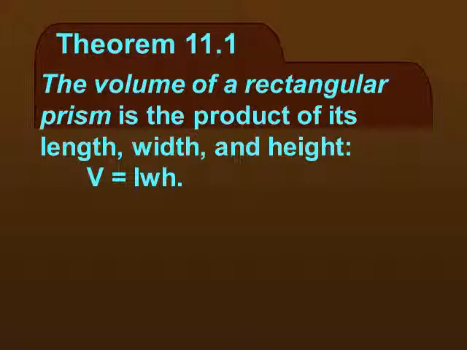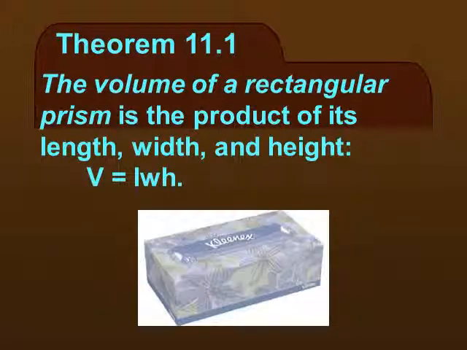So here's our second equation, the volume of a rectangular prism. So just a reminder of what a rectangular prism looks like. I always remind myself of the Kleenex box. Okay, so it has rectangular bases, it has rectangular faces, it's an elongated cube. So we're going to multiply the length times the width times the height, and then we will have the volume of our rectangular prism.